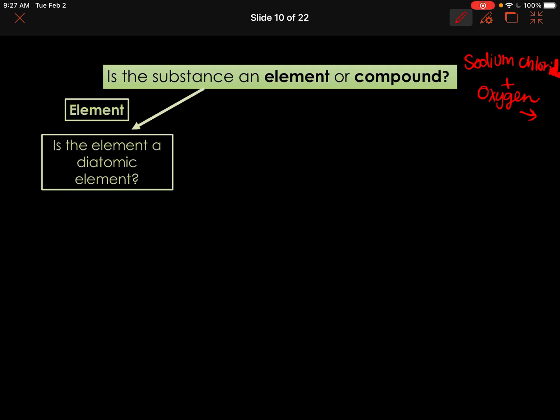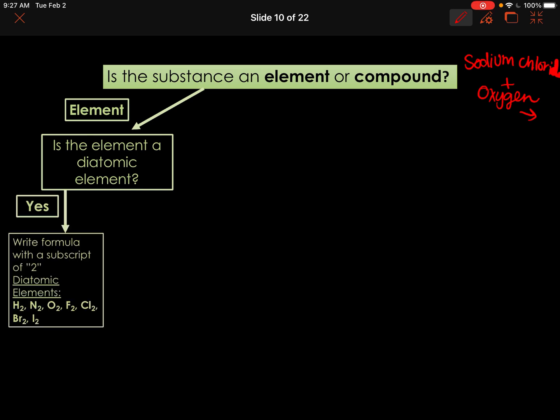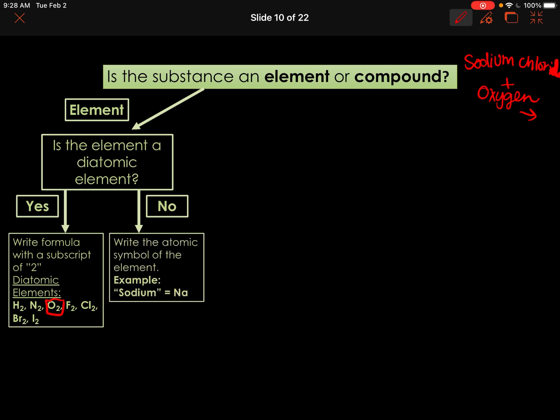So if it is an element, the next question you have to ask yourself is, is it diatomic? So looking at oxygen, is oxygen a diatomic element? And again, you just have to memorize those. The answer is yes. So if the answer is yes, then you're going to put it as a subscript of 2. So notice that oxygen is O2. And again, this is only if oxygen is by itself. If it's in a compound, you do not do this. Now, if the answer is no, then you do not put a subscript and you just write the element symbol. So sodium is not one of those diatomic elements. And so you're just going to put the symbol for sodium, which is Na.